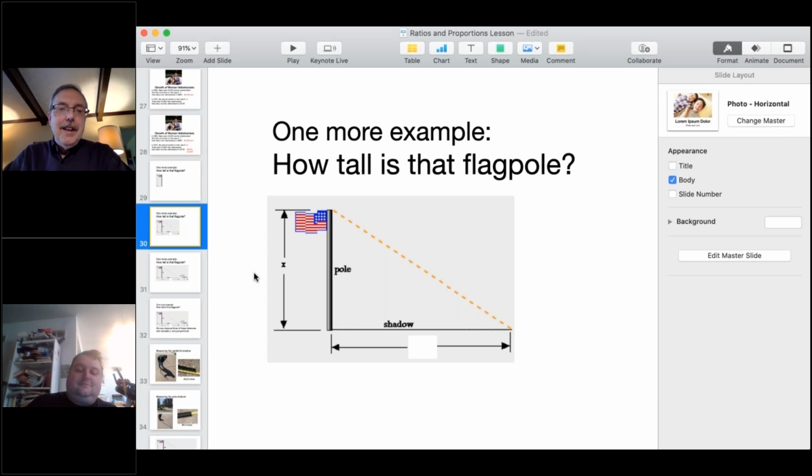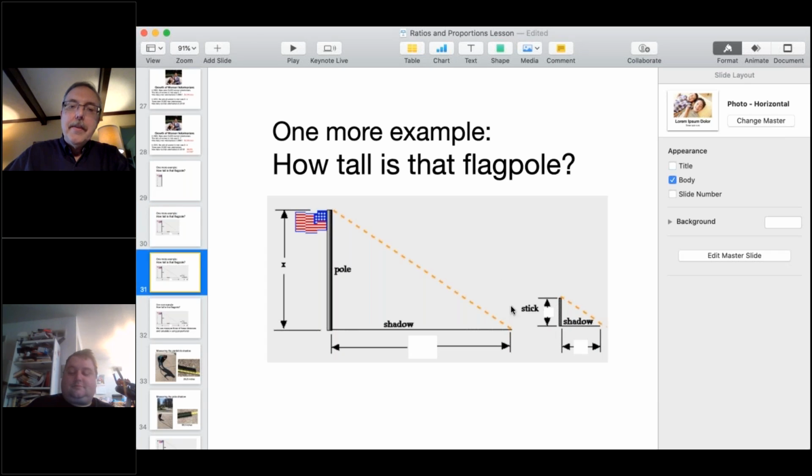Now, fortunately, we had a couple of sunny days last week, and the sun was really bright. We cast a nice shadow on the ground. So although we wouldn't be able to reach up to the top of a flagpole and measure it, we can easily measure a shadow on the ground. We can just use a tape measure and lay it out and measure the shadow on the ground. So that's one dimension that we could get.